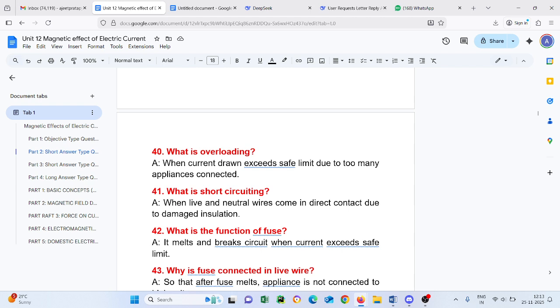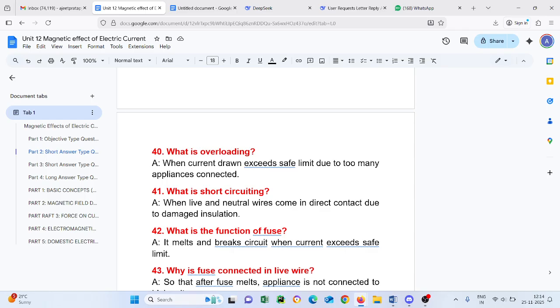Question number 40. What is overloading? When the current drawn exceeds the safe limit due to too many appliances being connected, it is called overloading.